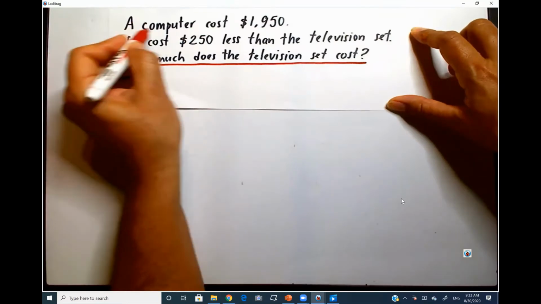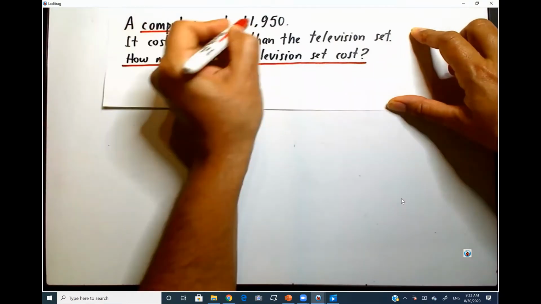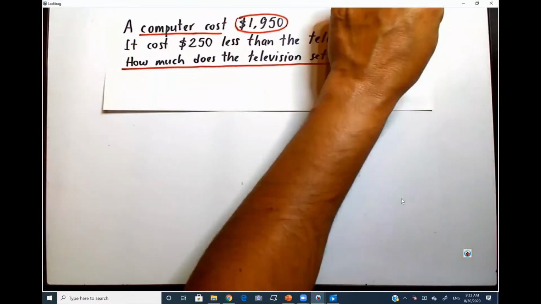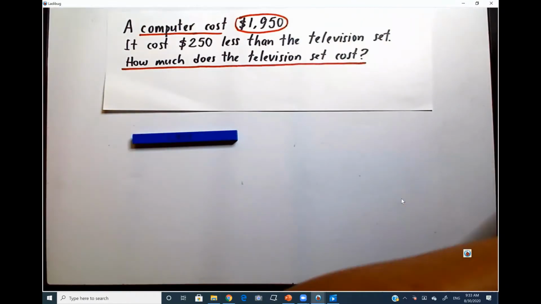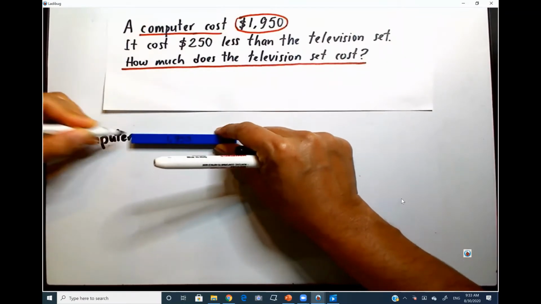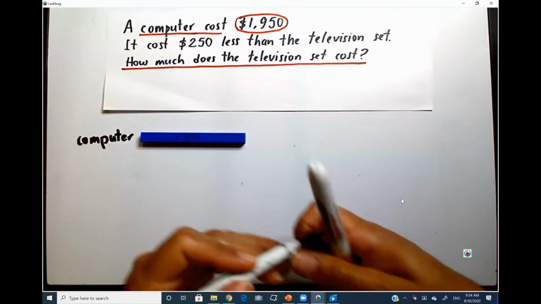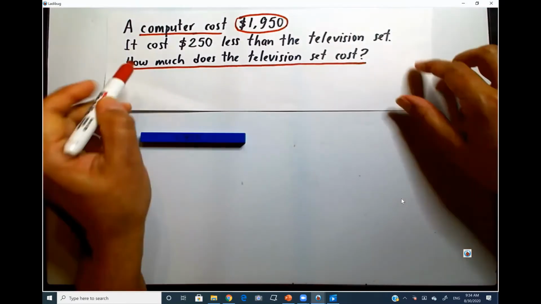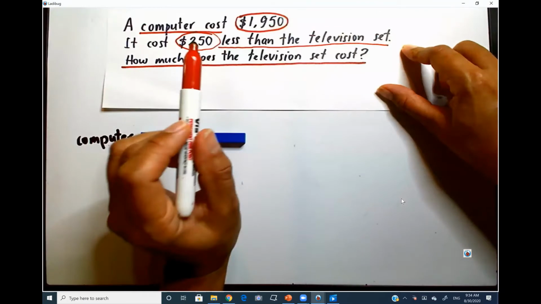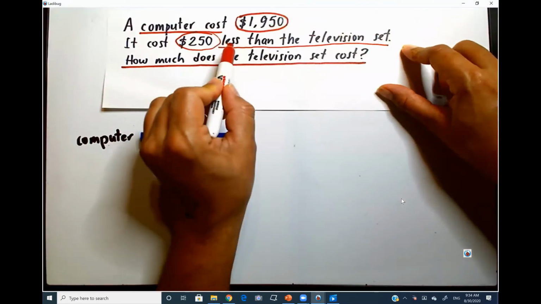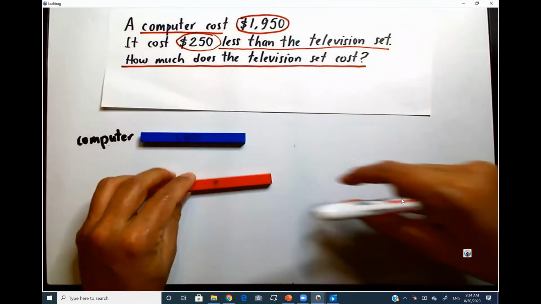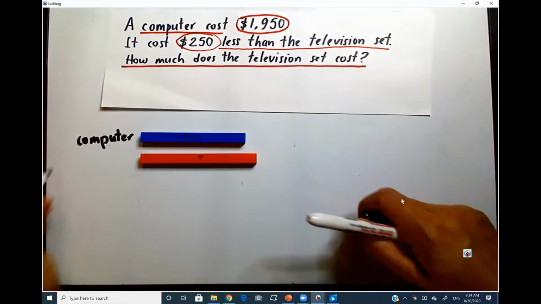So a computer costs $1,950. So I'm going to represent that with this bar. This is the cost of the computer. So let's put here computer. And the computer costs $1,950. Now, here it says it costs $250 less than the television set. Now, be careful with this less than, because the only thing it's telling me is that the computer is less than the television. So this implies that the television costs more than the computer. So I'm going to put here TV.